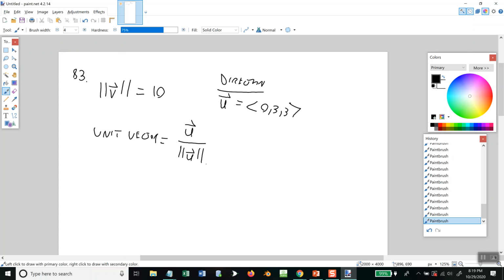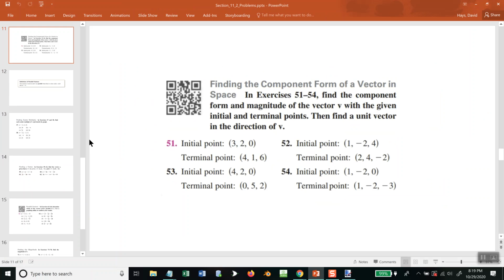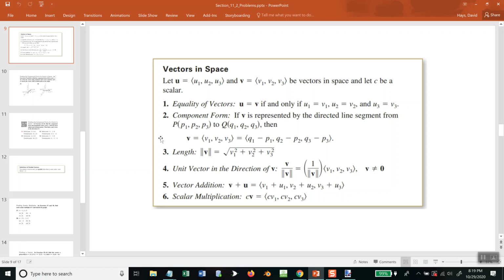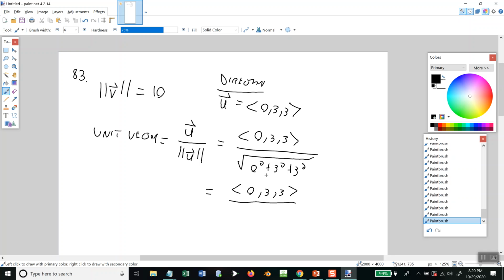This gives us a base vector that we can work with. We then can apply the magnitude towards it. Now, where did I get that from? Right here. Our unit vector in the direction of V. So just the vector over its magnitude. So on this one, I'm going to have 0, 3, 3, then the magnitude, square root of 0 squared plus 3 squared plus 3 squared. 0 squared is 0, 3 squared is 9, 3 squared is 9, that's square root of 18.